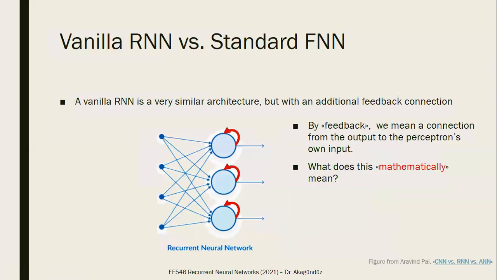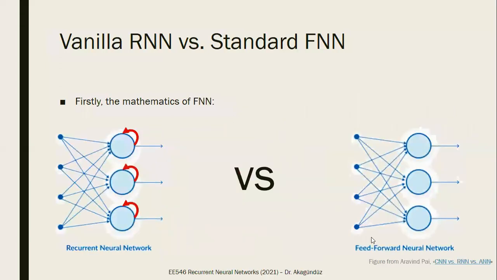Okay, so by feedback, we simply mean a connection from the output to the perceptron's own input. I said we're going to describe what mathematically this feedback is. We're going to write simply the vectors, guys. So this is the recurrent network, and this is the feed-forward neural network.